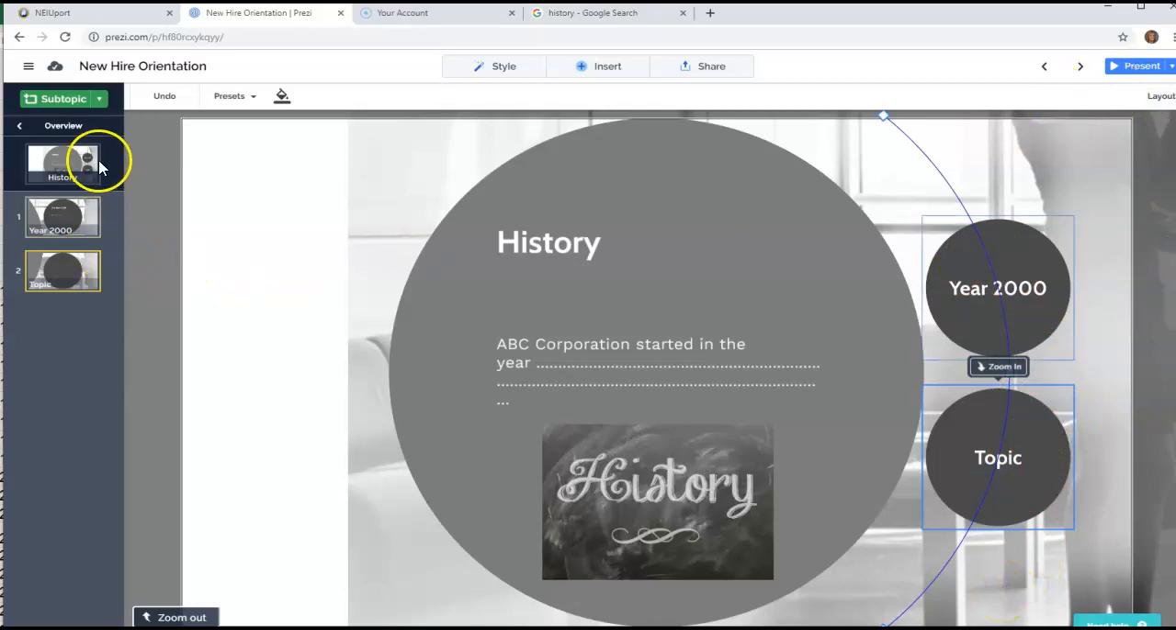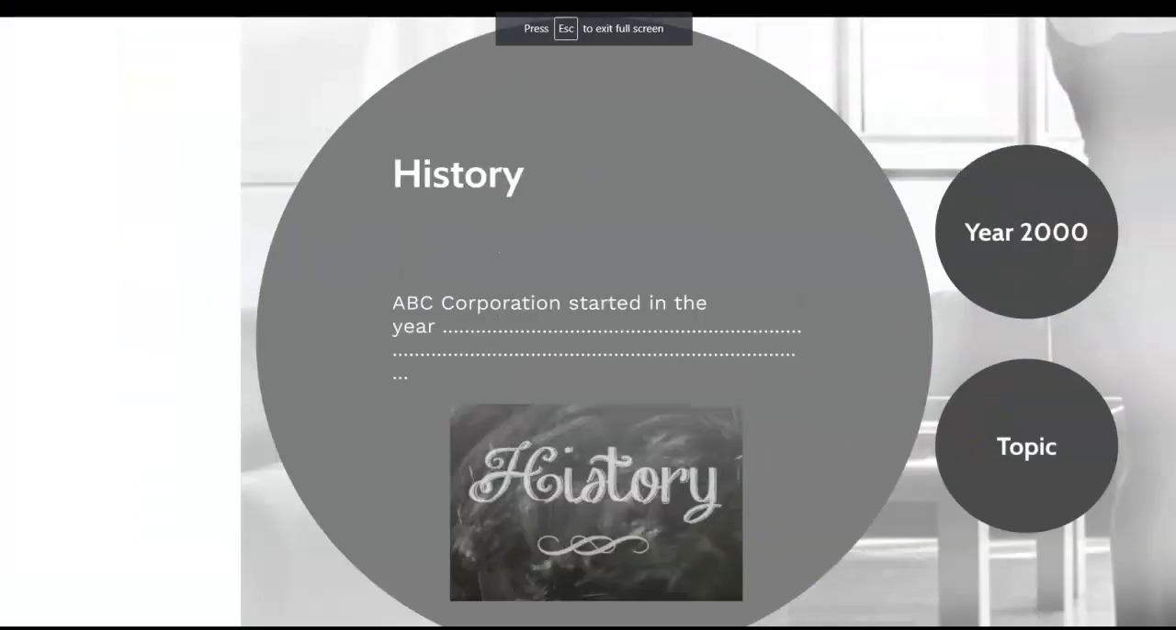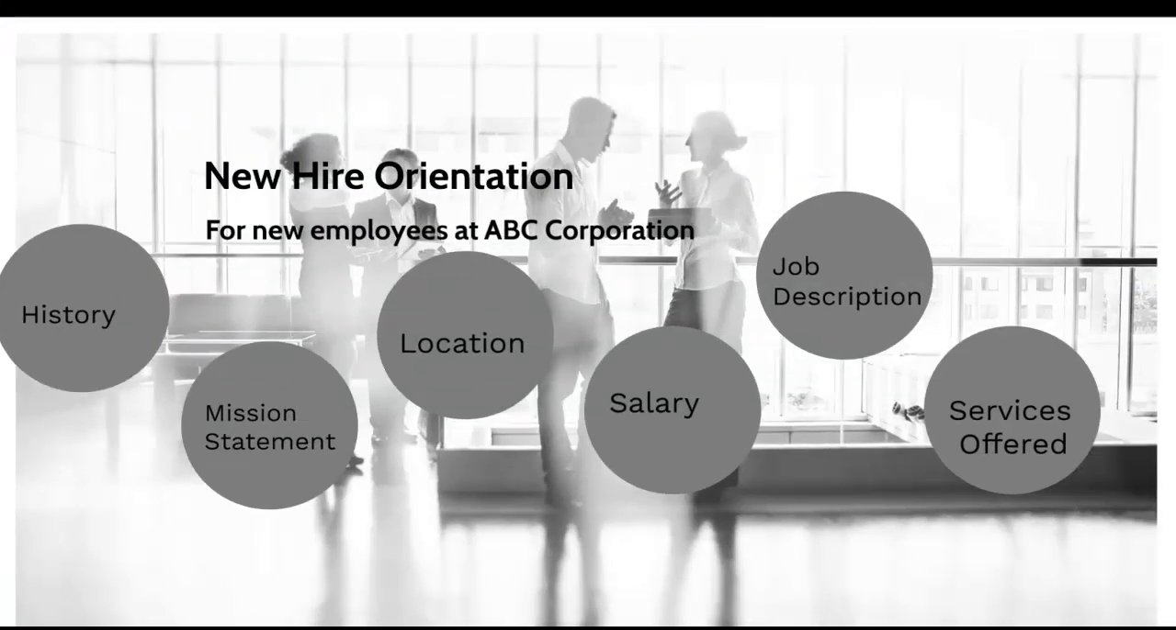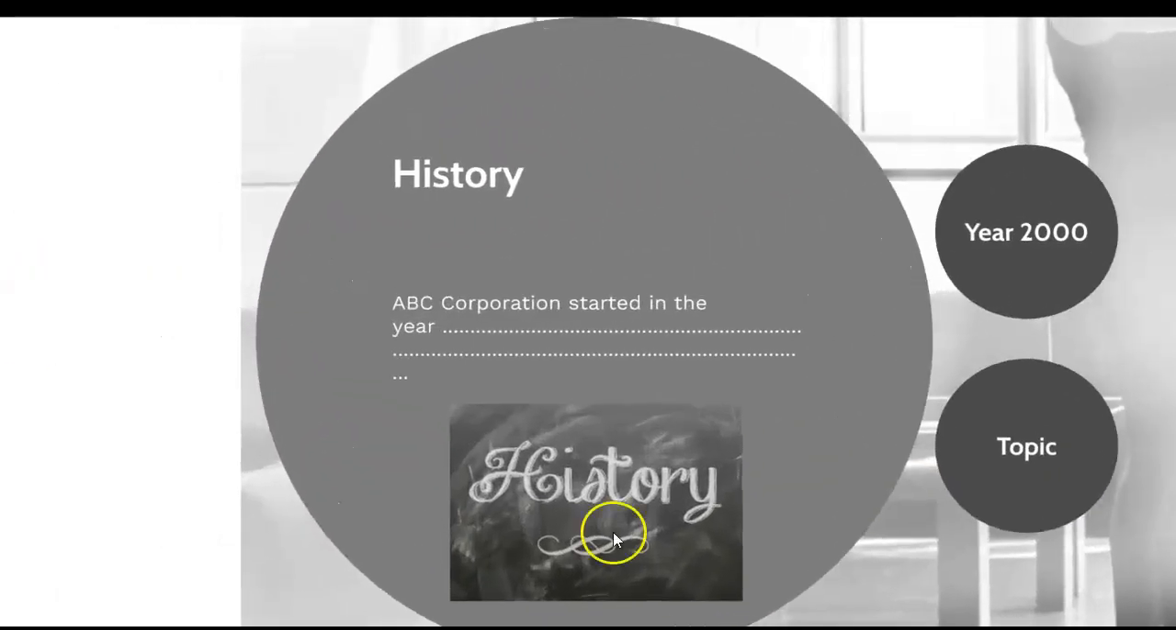So now let's see how this is looking. We're going to put this in presentation mode, and I'm going to start from the beginning here. So you see that I have a history tab. On one side it's labeled history. It flips over, and on the back side it has more of a detailed history account. Then I have some subtopics here, year 2000 topic.